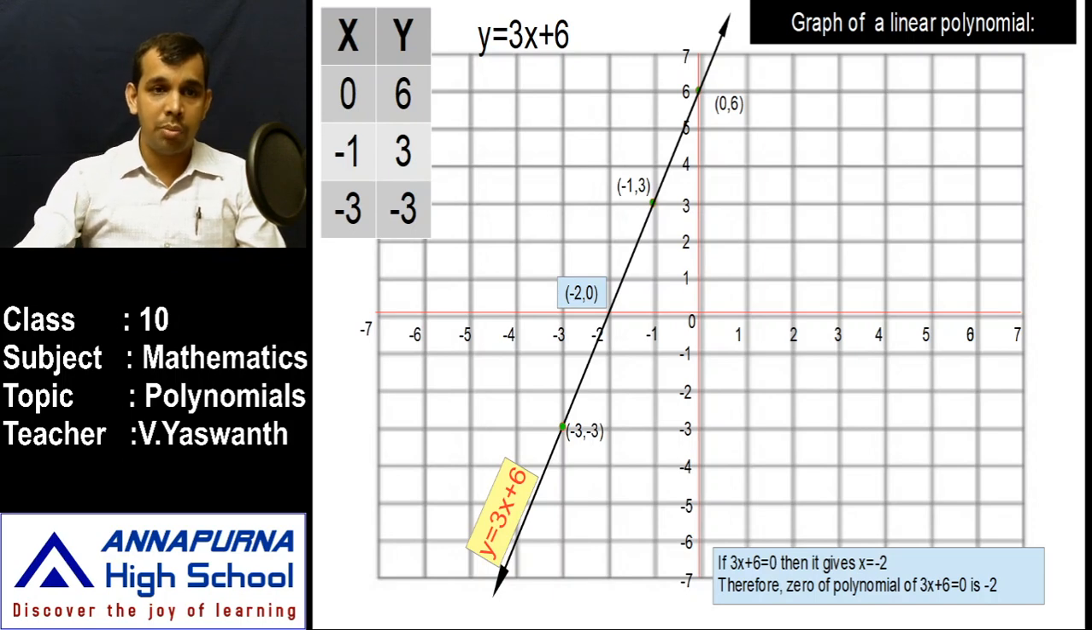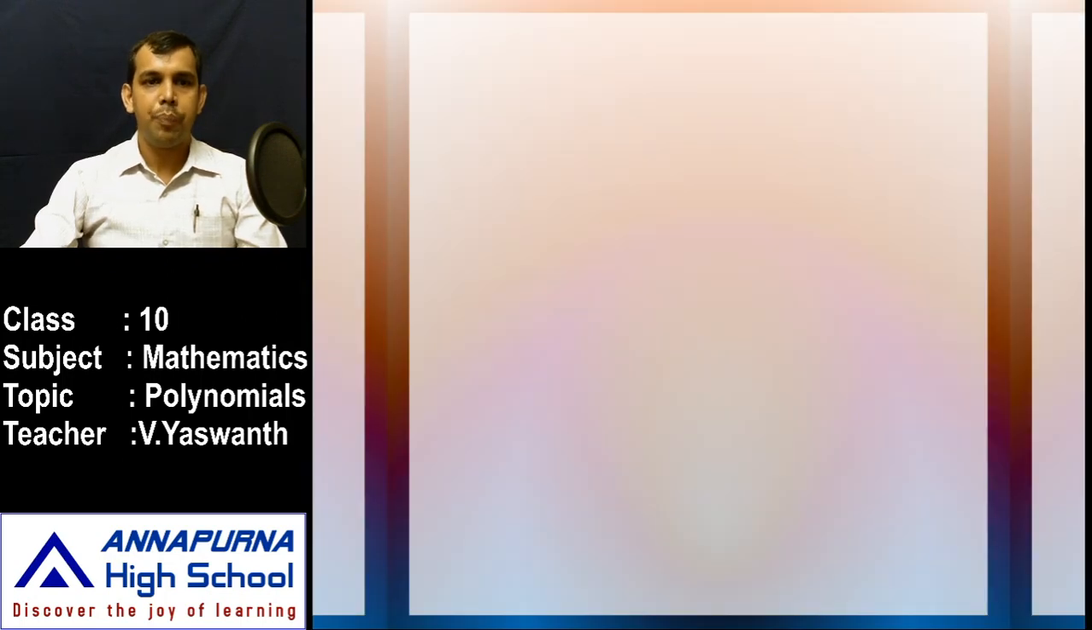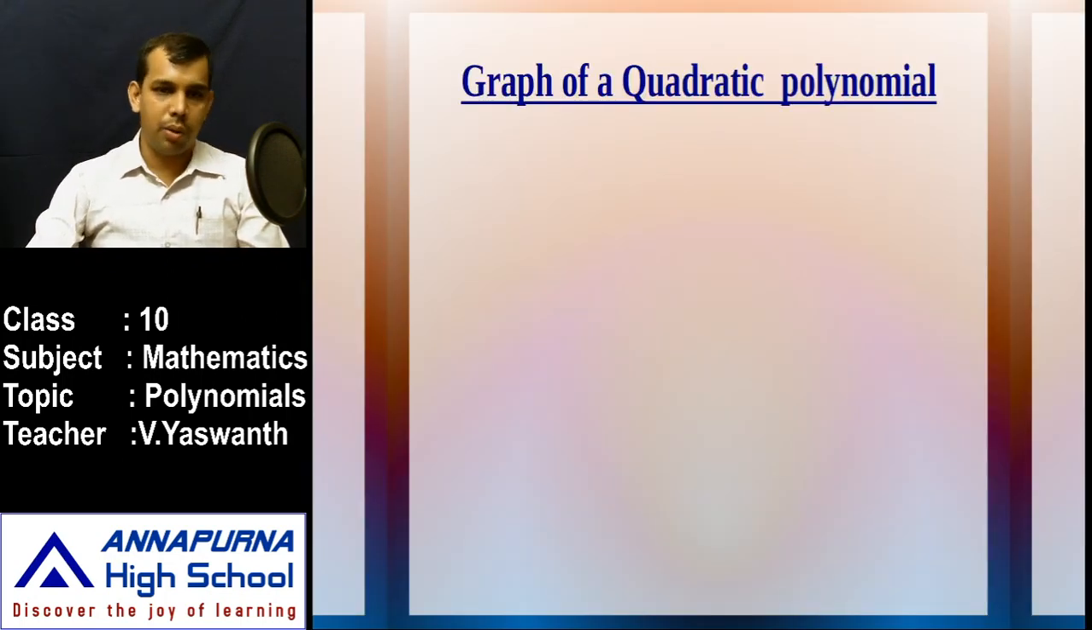If that linear polynomial is in the form of ax plus b and a is not equal to 0, that is the most important. If a is equal to 0, it is not a linear polynomial, it is a constant polynomial. In that case, we get a straight line parallel to the x-axis. In that case also we get a straight line, but here we are not taking that. Why? Because that is not a linear polynomial. Why? Because here there is no x term. If a is equal to 0, that means the x coefficient is 0. So this is the graph of a linear polynomial, and now we go to the graph of a quadratic polynomial.